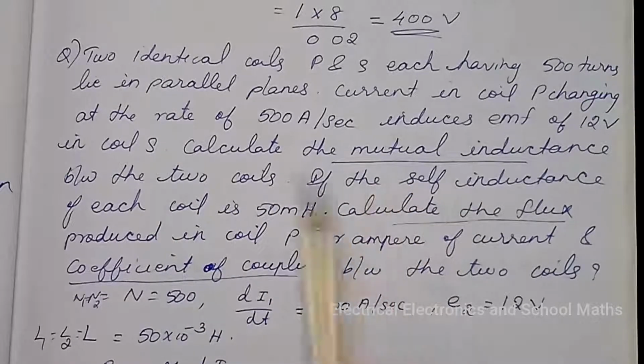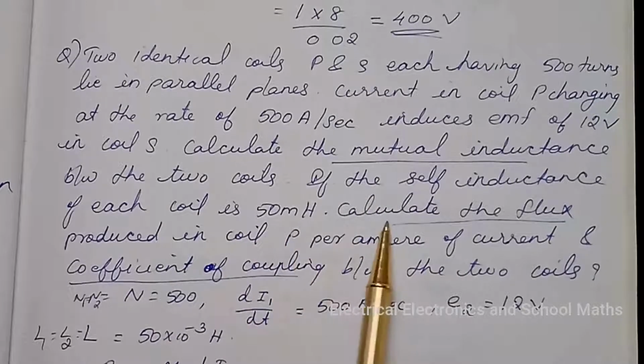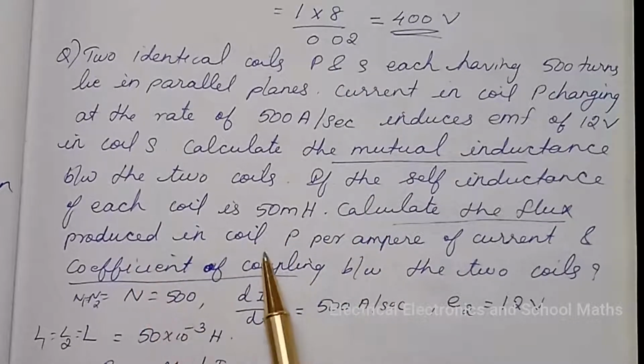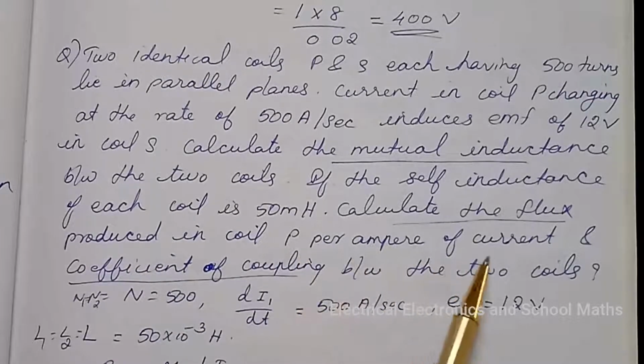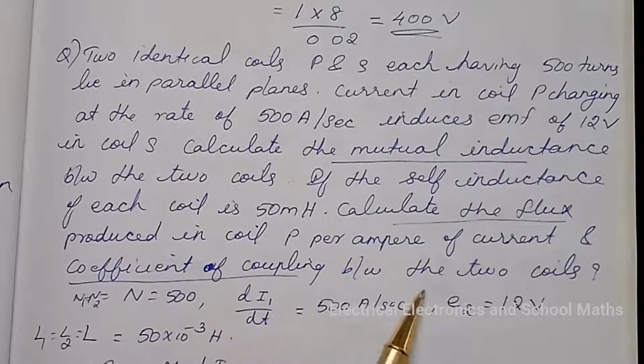If the self-inductance of each coil is 50 millihenry, calculate the flux produced in coil P per ampere of current and the coefficient of coupling between the two coils.